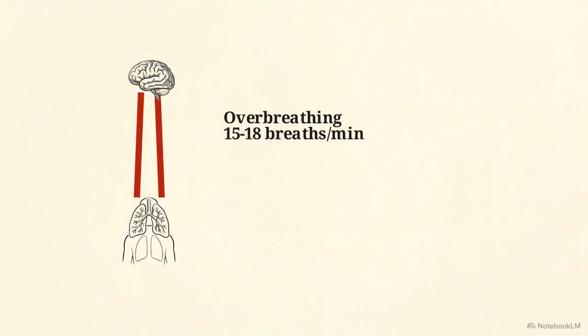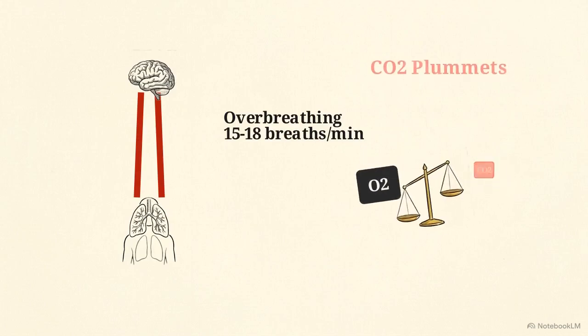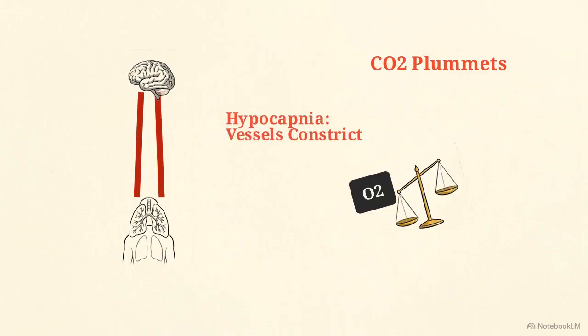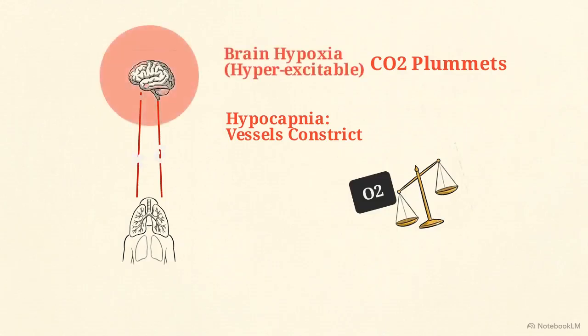The biological root of your anxiety lies in this lung-to-brain schematic. Many unconsciously overbreathe, taking 15 to 18 shallow breaths per minute. This cycle causes carbon dioxide to plummet. This state, hypocapnia, causes blood vessels to constrict. Your brain receives less oxygen, despite breathing more.